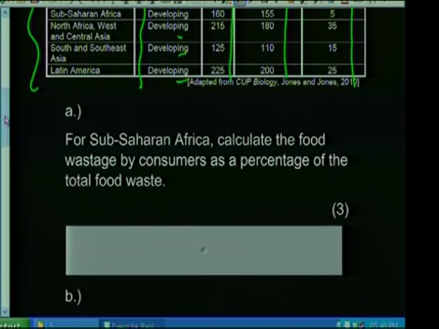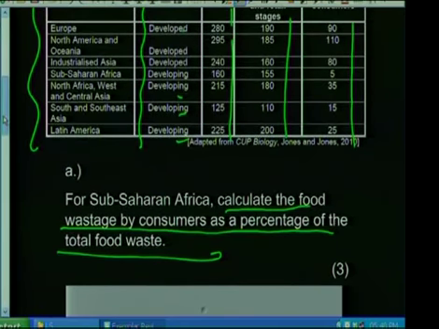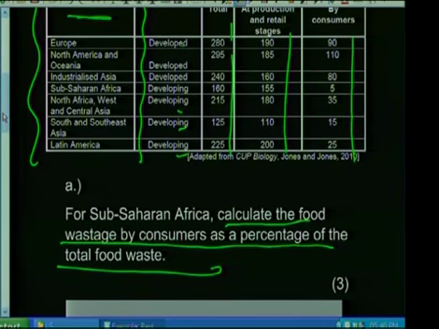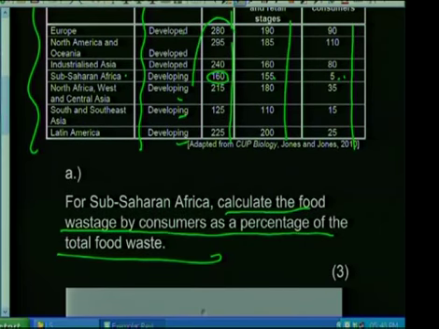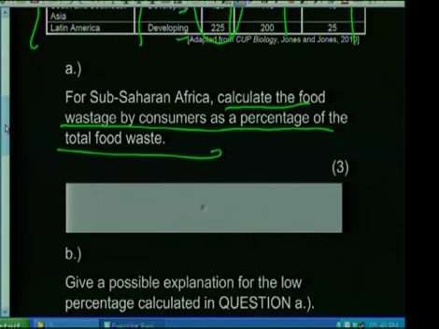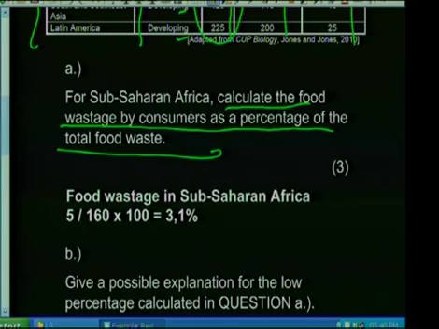And the question first says, for sub-Saharan Africa, calculate the food wasted by consumers as a percentage of the total food waste. For sub-Saharan Africa, where's sub-Saharan Africa? There you go, in this third row. And they're giving you amounts there. The total, 160. And it's divided into 155 and 5. And they say they want you to calculate as a percentage of the total. So obviously you would have to add all of these first and take that divided by the total times 100 to give you a percentage. And there you have it.